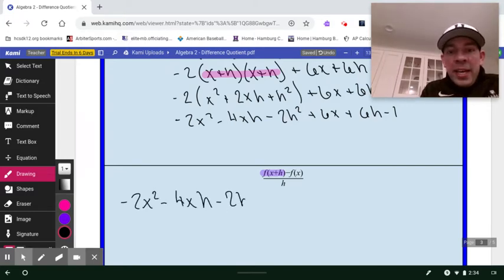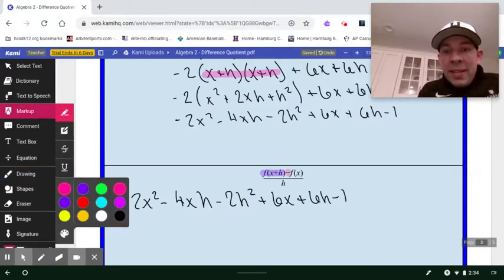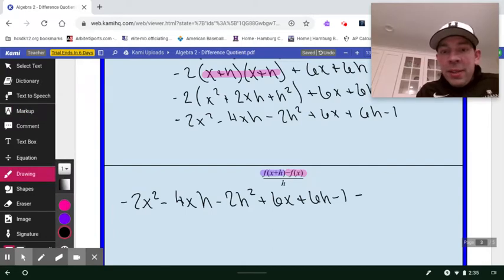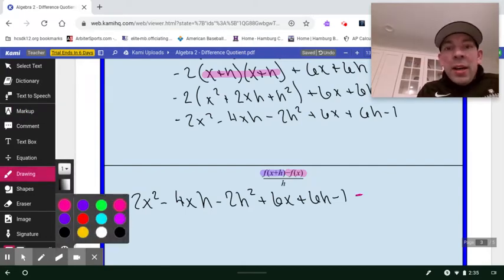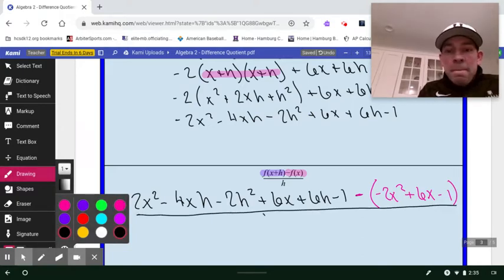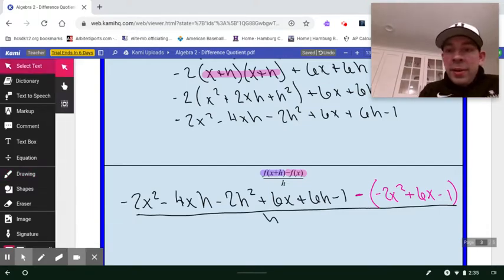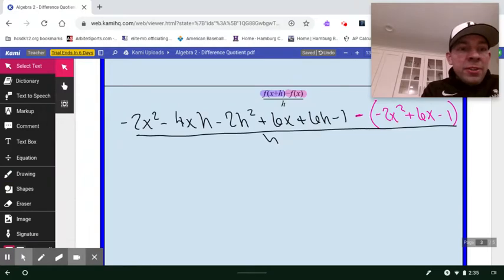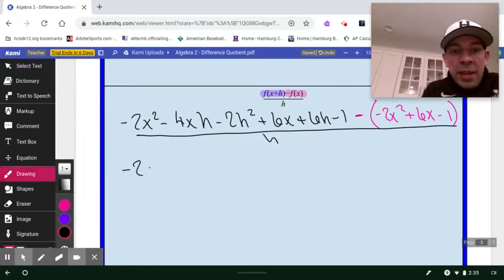A big part of today is just being able to stay organized, trust the process, and not overly rush things. Now, I've got minus f of x. I'm going to change my color. So we've got the minus. Let's see, what was that original function? Was it negative 2x squared plus 6x minus 1? If I don't put these parentheses in there, that's going to screw things up for me. So I've got to really be disciplined with those parentheses. Let's distribute that negative, and then eventually we can start to combine some like terms. And if you're starting to feel confident, don't be afraid to work ahead of me here.